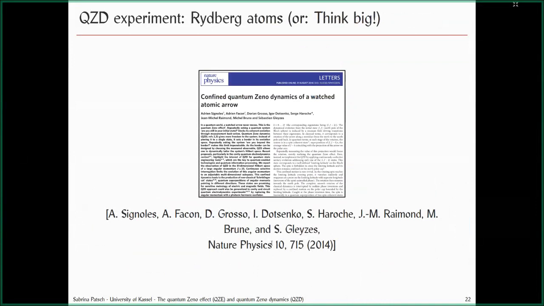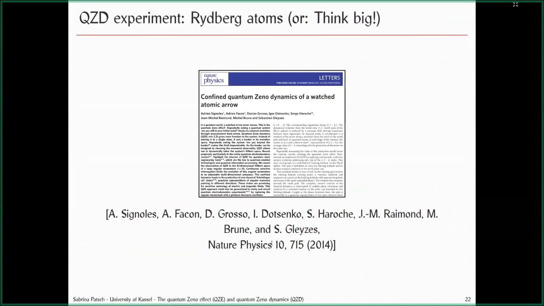This paper was also published in the same year, actually just a few months after the first one. And it is also showing quantum Zeno dynamics, but this time on a much, much larger system. The system before was just 5 levels, so that was comparatively easy. I mean, not experimentally, I don't want to say anything about that, but the system itself was quite small.